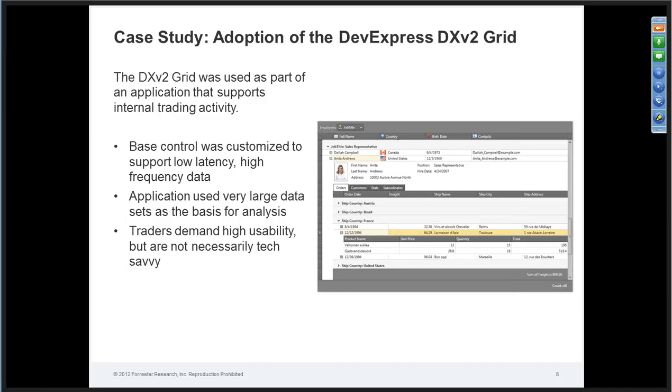Now, this was an interesting situation because it wasn't necessarily a straight build-from-scratch or buy, drop-in, and go decision. In this case, the case study actually took that grid control and fairly extensively modified it. Why did they do that? In their situation, they were building an application for traders that required a lot of information to be assimilated and made available very, very quickly, so low latency demands, and also a tremendous amount of information needed to be available in the grid at a single point in time.